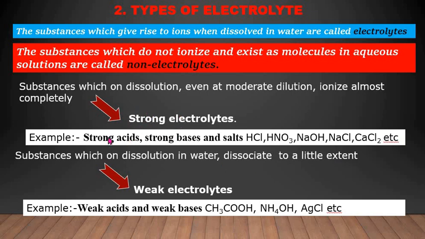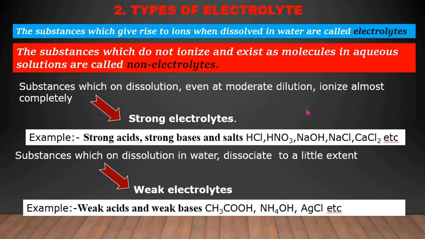Examples of strong electrolytes are strong acids, strong bases, and salts, while the examples of weak electrolytes are weak acids and weak bases. Along with that, salts are converted into their ions when dissolved in aqueous solution to a higher extent. Example is sodium chloride, that is common salt.